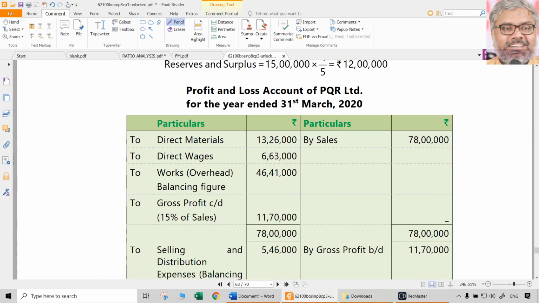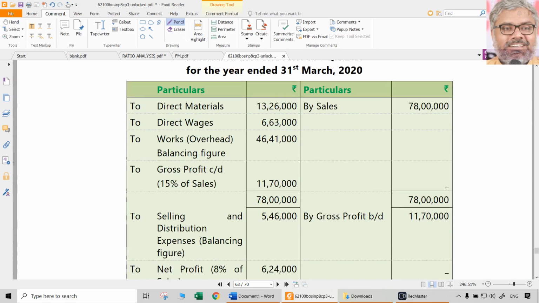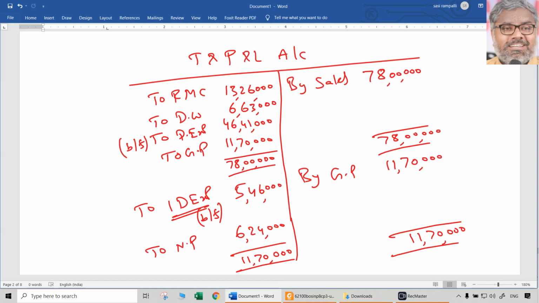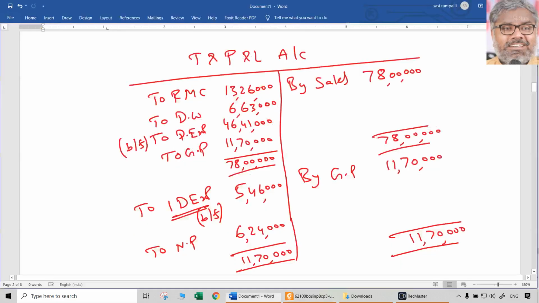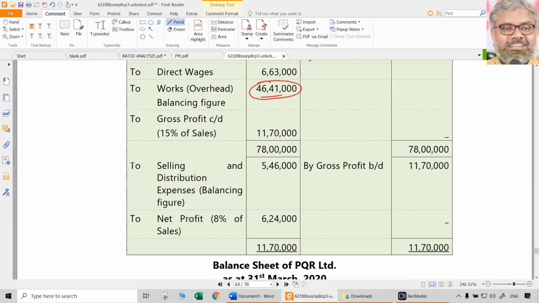Anyway, we have this P&L account. Look at it. Sales same. Direct materials, direct wages. How much is the work? So overheads, or you can call it direct expenses, whatever it is. That will be 46 lakhs 41,000. That is the same amount. Balancing figure, that is.